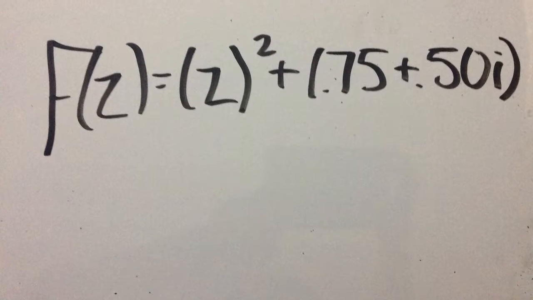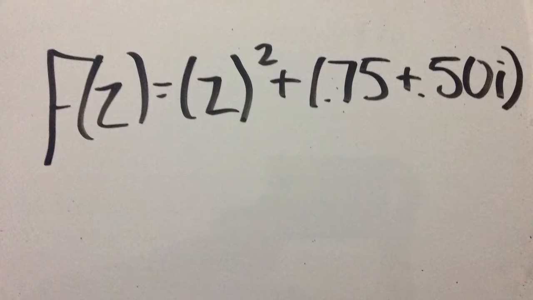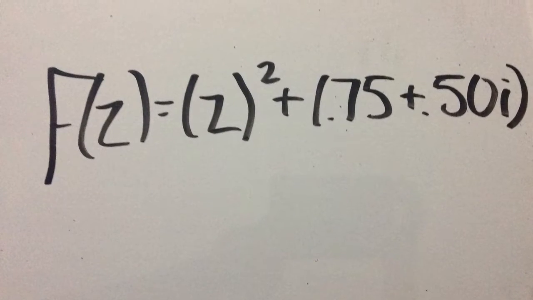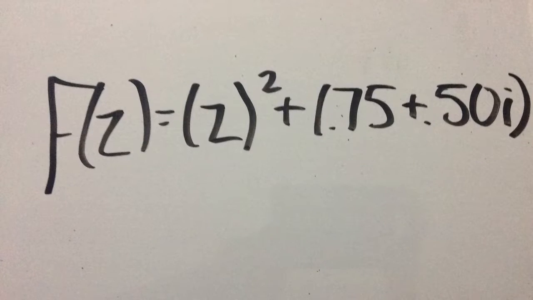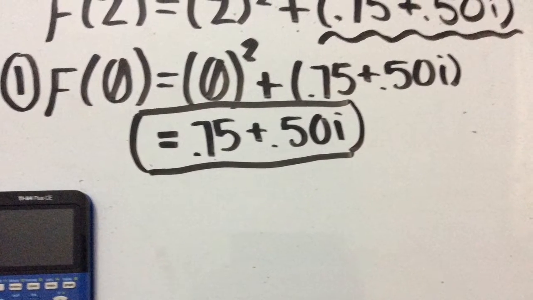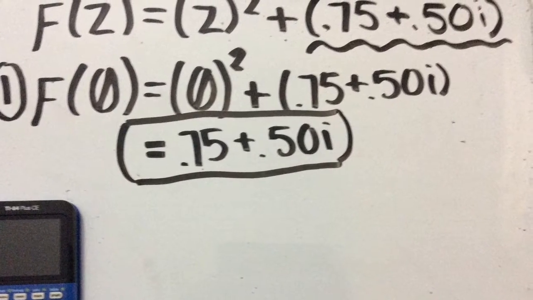Next, let's try an equation. First, we put our equation in and a point that we had chosen. I have chosen 0.75 plus 0.50i. Next, we will put 0 in, making the answer 0.75 plus 0.50i.